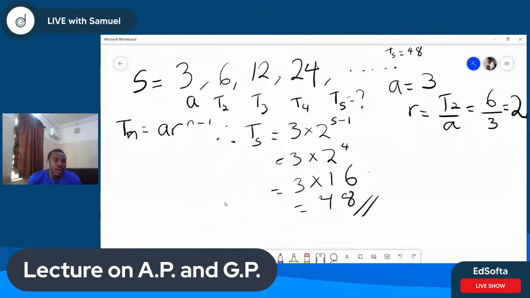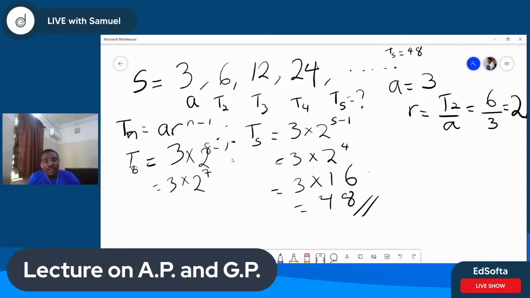Beautiful. So if we're asked to find T18, as we did the last time, or T6, or let's say T7 or T8, all we have to do is this: 3 times 2 raised to power 8 minus 1. That would be 3 times 2 raised to power 7.